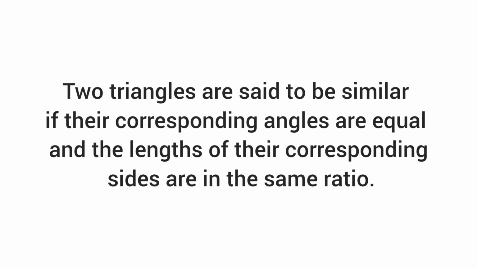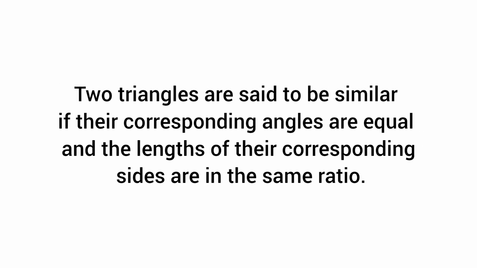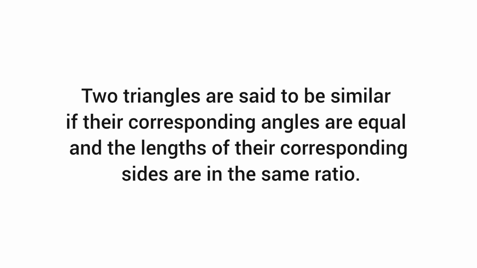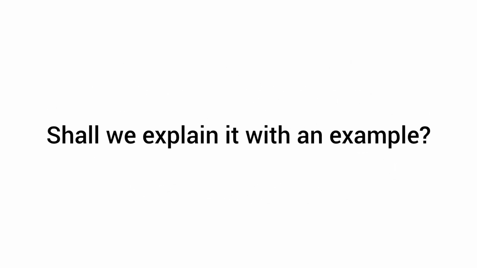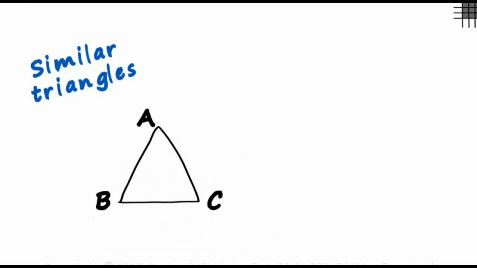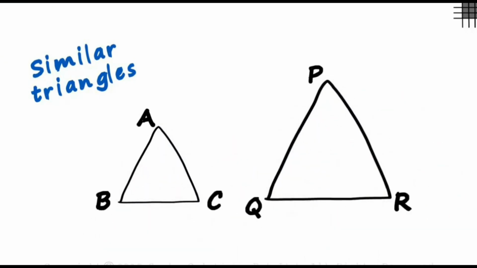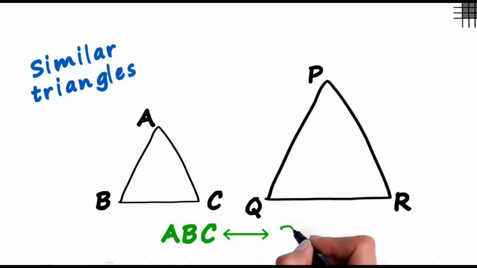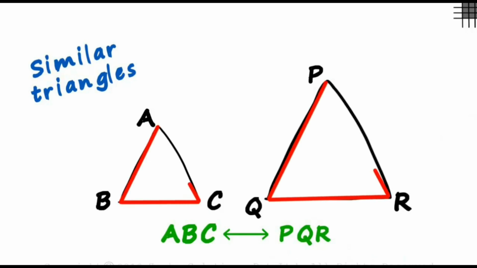Two triangles are said to be similar if their corresponding angles are equal and the lengths of their corresponding sides are in the same ratio. Shall we explain it with an example? Consider two similar triangles, triangle ABC and triangle PQR. Vertices of ABC correspond to vertices of PQR. Okay, these two triangles are similar.